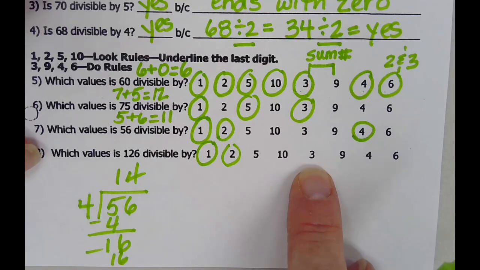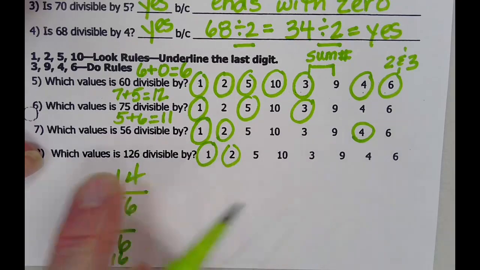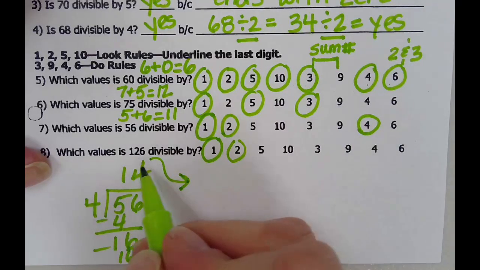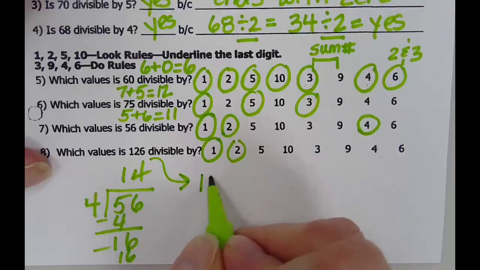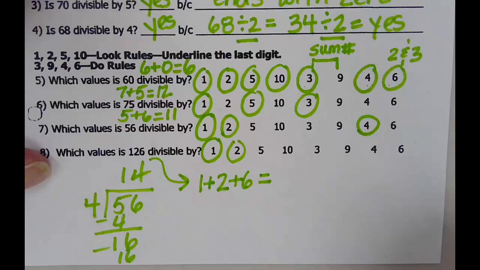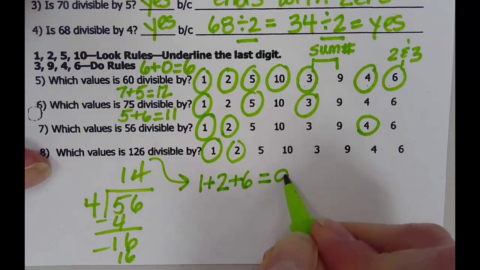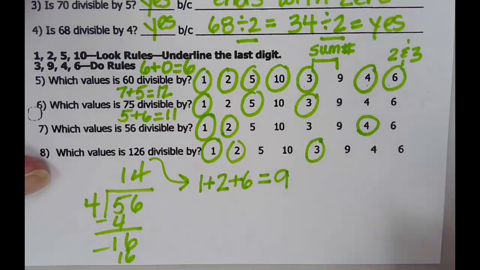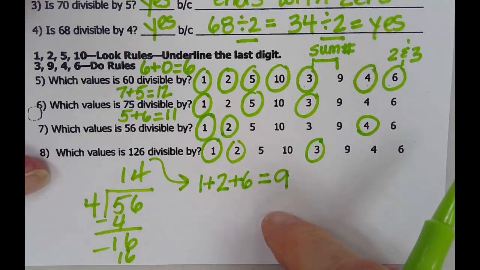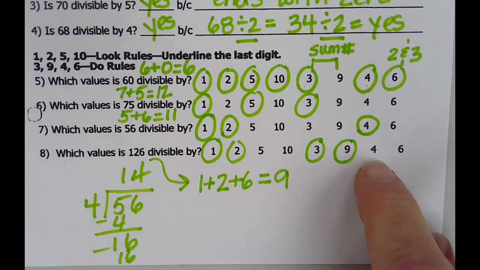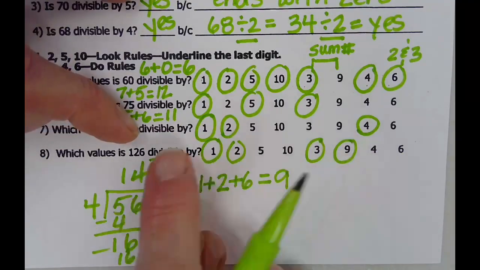Felix. What do I do with 126? What is the sum of the digits? What are the numbers? 1 plus 2 plus 6. What's 1 plus 2 plus 6? 9. Does 3 go into 9 evenly? So it should be circled. Does 9 go into 9 evenly? It should be circled. Am I going to circle the 4? I don't know. What am I going to have to do? What's half of 126?